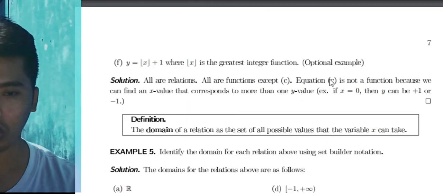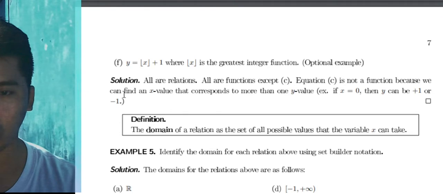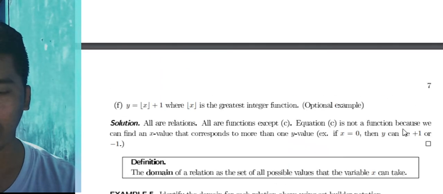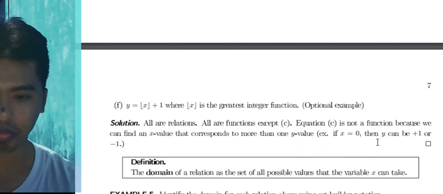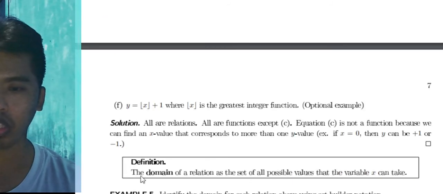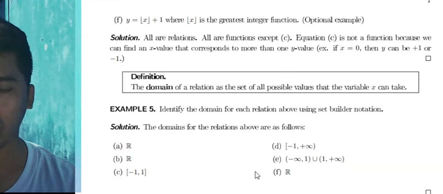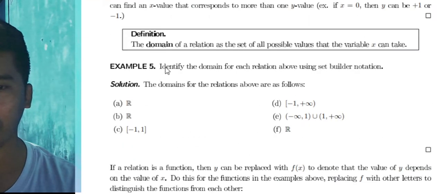So if we try to continue, C is not a function because we can find an x value that corresponds to more than one value. Example, if x is 0, then y can be plus 1 or negative 1. Yes, that's true. So the definition: the domain of a relation is the set of all possible values that the variable x can take. So let's proceed to example number 5.